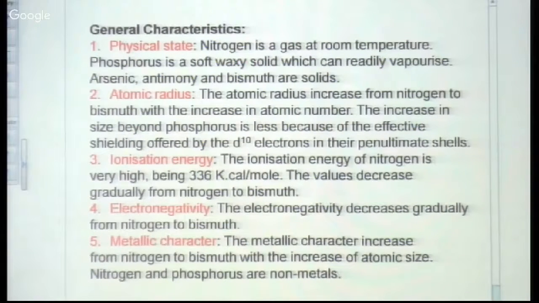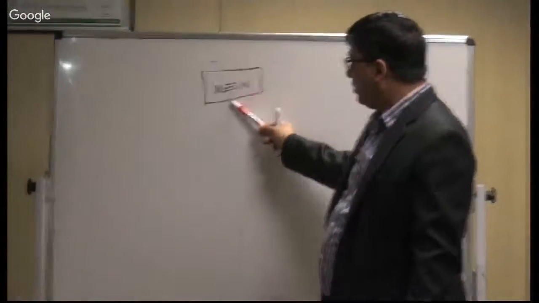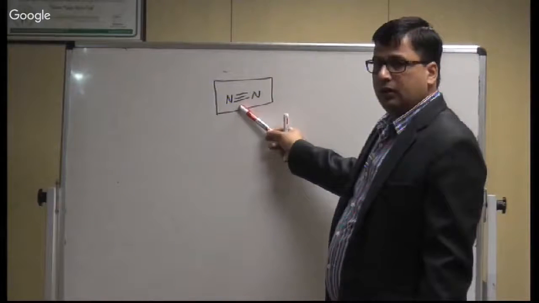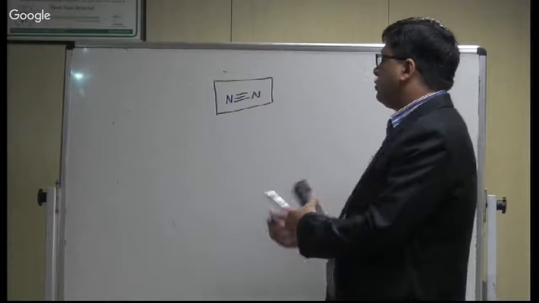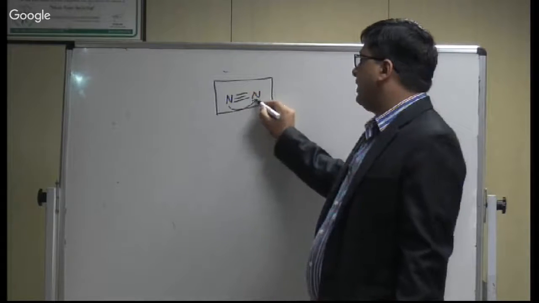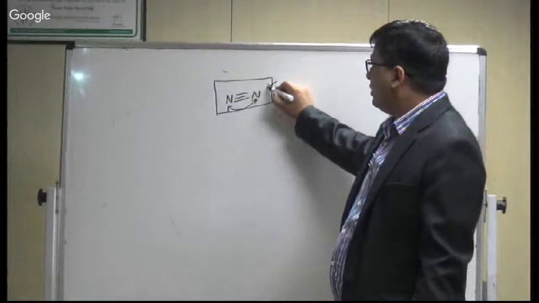Nitrogen forms 3 bonds. This nitrogen is chemically inert, isn't it? Why is it chemically inert? Because in N2 there is 1 sigma and 2 pi bonds. So to break the whole triple bond is very difficult, right? The affinity of nitrogen is highest with the similar atom because the bond formation energy is very high. So we say nitrogen is chemically inert.